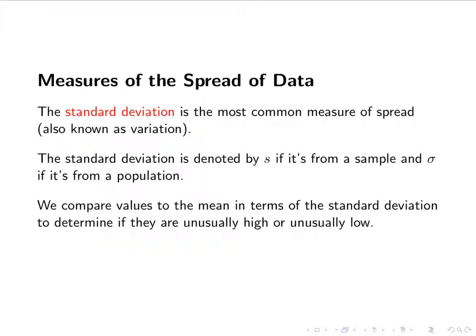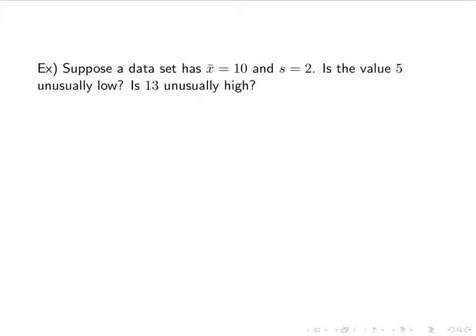We compare values to the mean in terms of the standard deviation to determine if things are unusually high or unusually low. So for example, suppose a data set has a mean of 10 and a standard deviation of 2. So we're using S, so we're assuming this comes from a sample, but for the purposes of this question, it doesn't really matter. Is the value 5 unusually low? Is 13 unusually high?